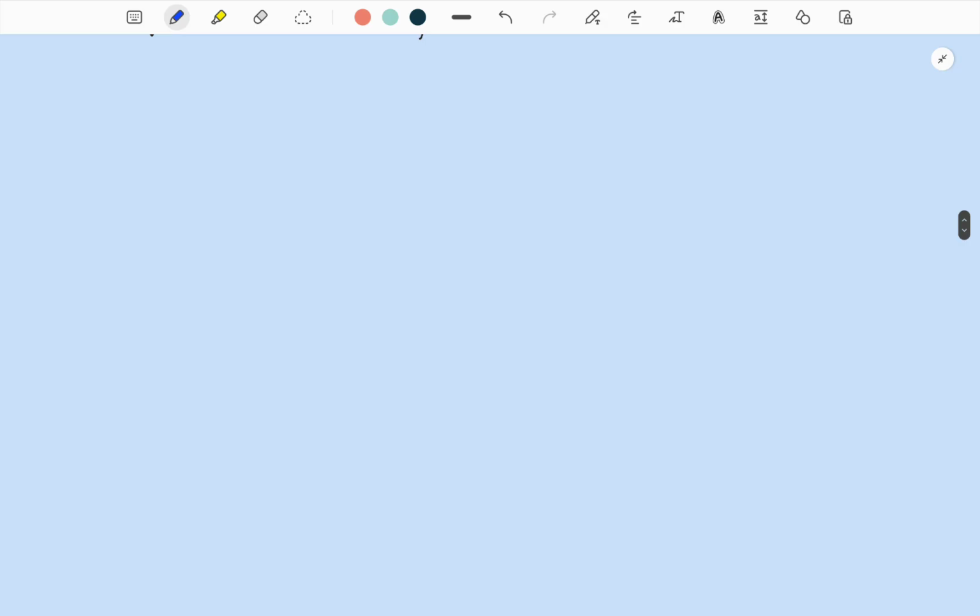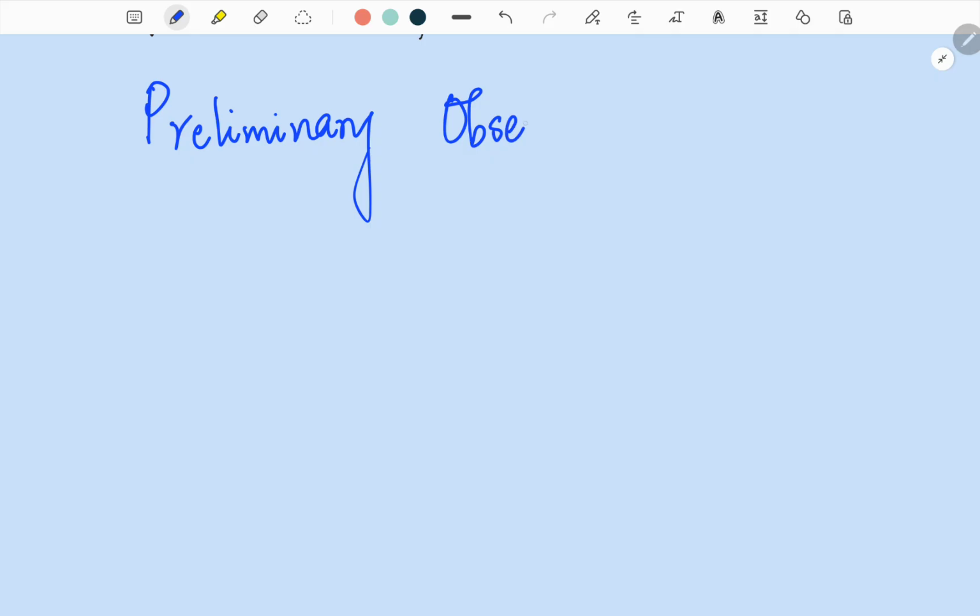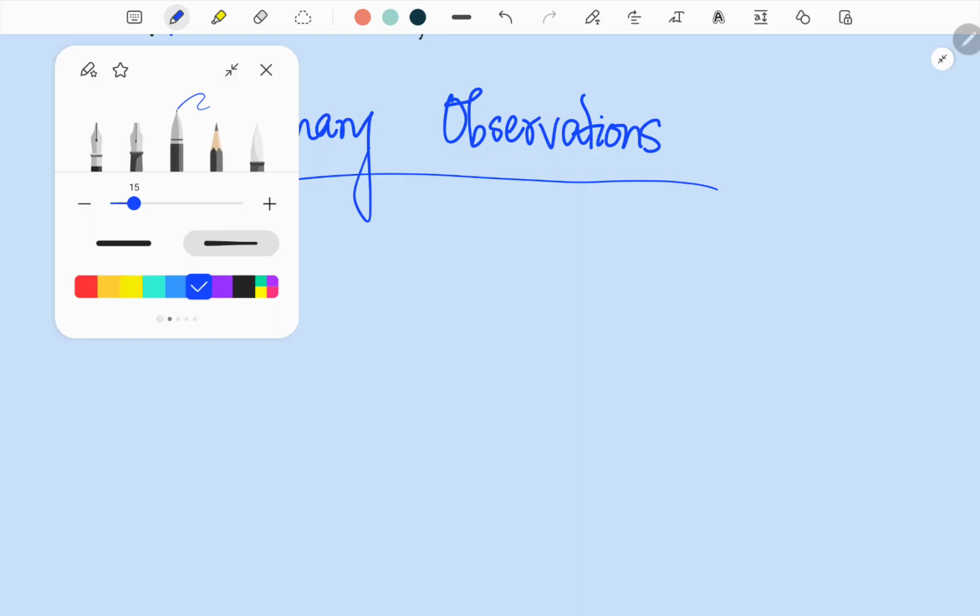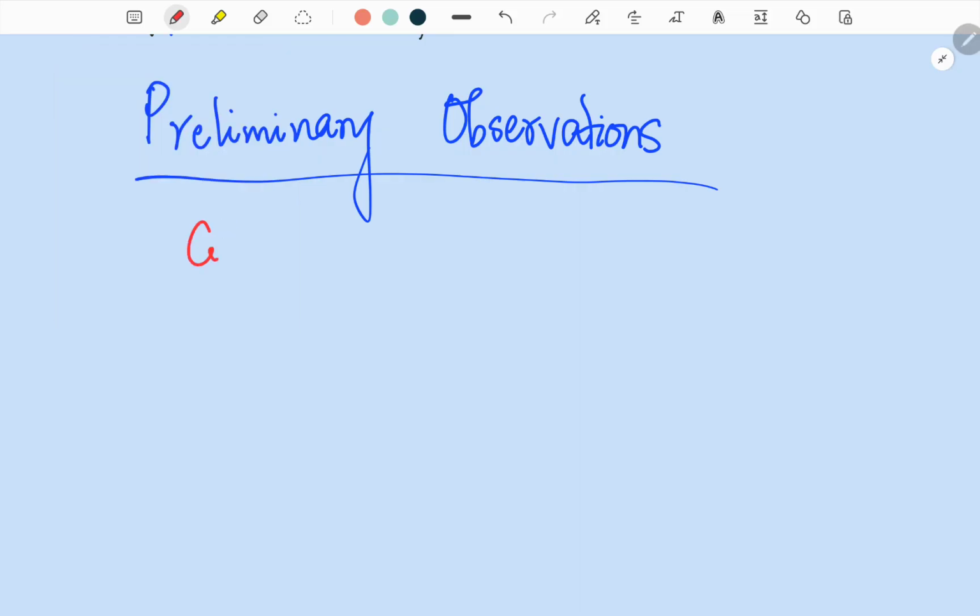So in salt analysis, I told you first we are going to discuss the preliminary analysis or the preliminary observations. What do you mean by preliminary observations? Preliminary observations are the observations that you can find out without doing any chemical test, without adding any chemical or doing any reaction. You can identify certain clues about the ions present in the salt. So the first one is the color of the salt.